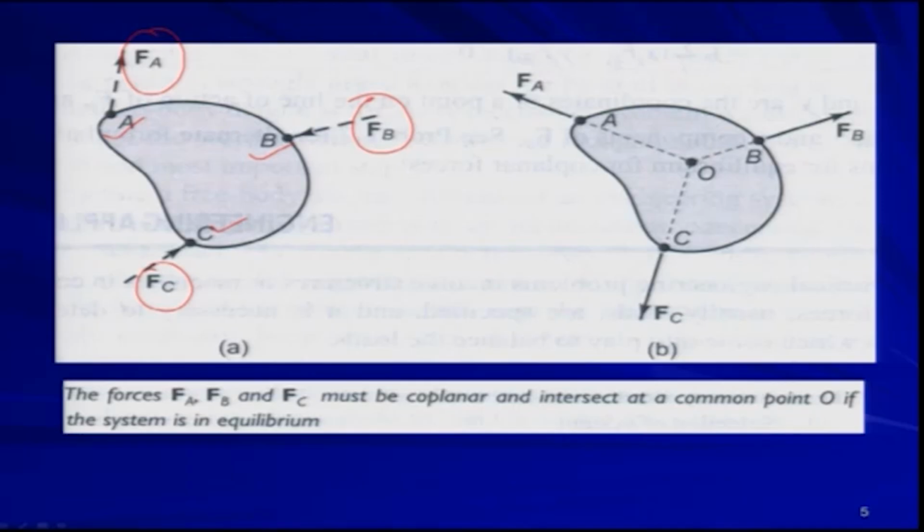The rule is the forces FA, FB and FC must be coplanar, on the same plane, and intersect at a common point O. If you extend their lines of action, these lines of action will intersect at a common point O if the system is in equilibrium. So this is the rule for 3 force systems.